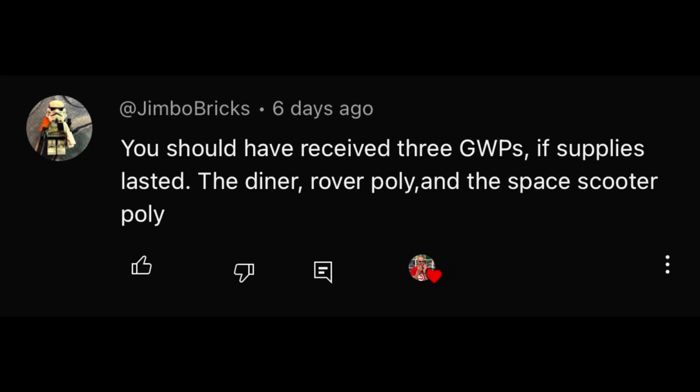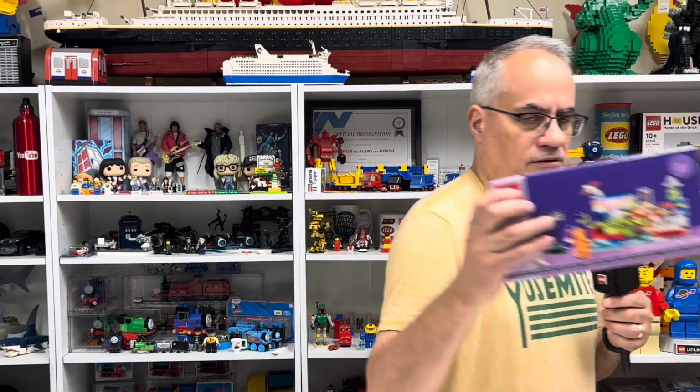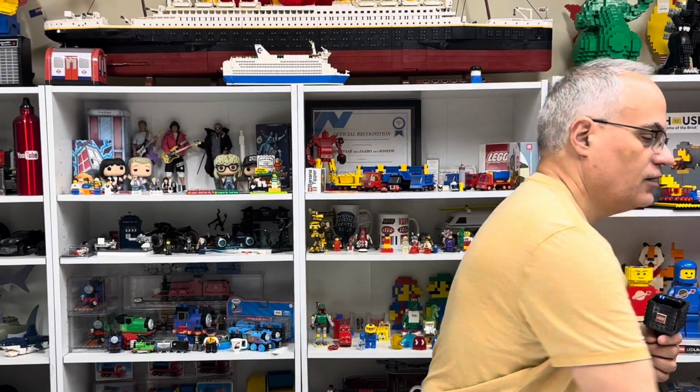Wait, was that the last question? Oh wait. Jimbo Bricks, you should have received 3 gifts with purchases if supplies lasted: the diner, the Rover polybag, and the space scooter polybag. So when I got the, I think it might have been the Artemis, I only got the space diner with that, because for those other 2 you had to buy City, Dreams, and a couple other themes, Technic, but the Icons was not part of that, so that's why I did not get that. But it also ran out. The 2 polybags ran out quicker than the space diner did, so that's why I didn't get that.